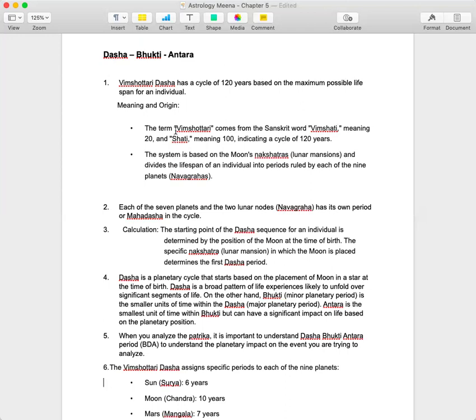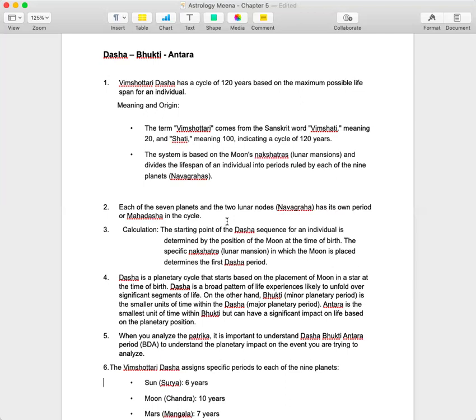The term Vimshottari comes from the Sanskrit words Vimshati, which means 20, and Shati, which means 100, indicating 120 years. Now, the system is based on the Moon's nakshatras, and it divides the lifespan of an individual into periods ruled by each of the 9 planets or the Navagrahas. Each of the 7 planets and the 2 lunar nodes has its own period, or Mahadasha, in the cycle. The lunar nodes are Rahu and Ketu.